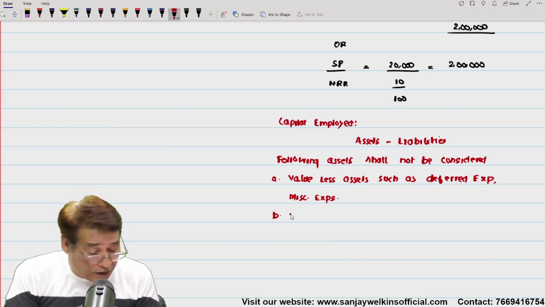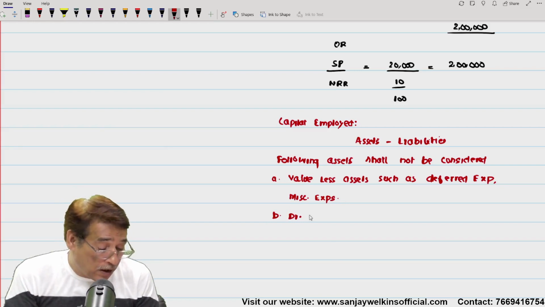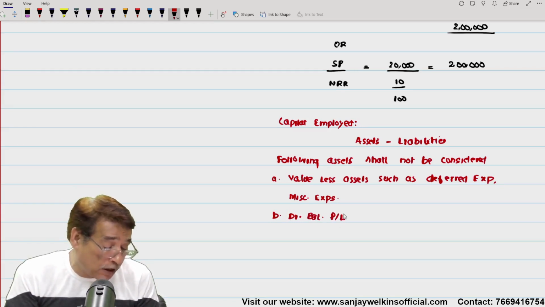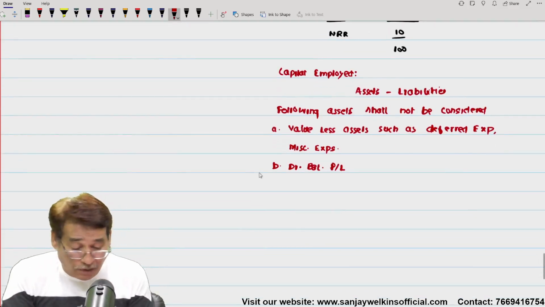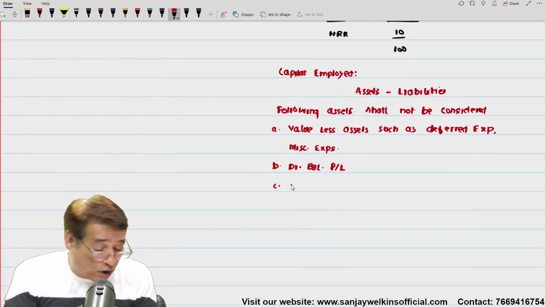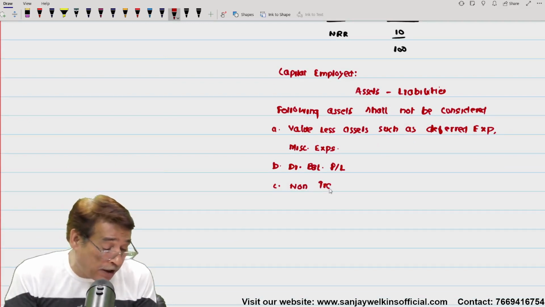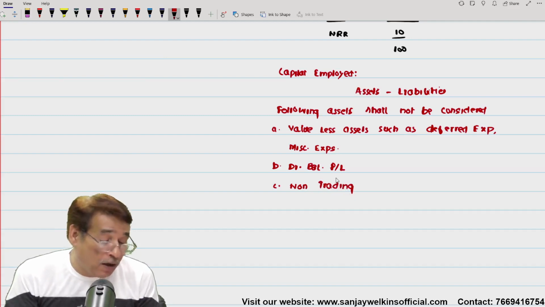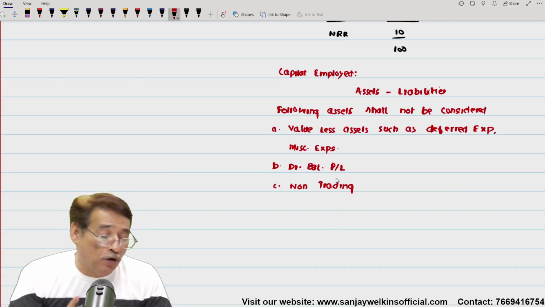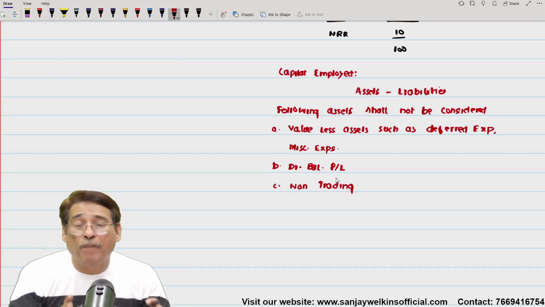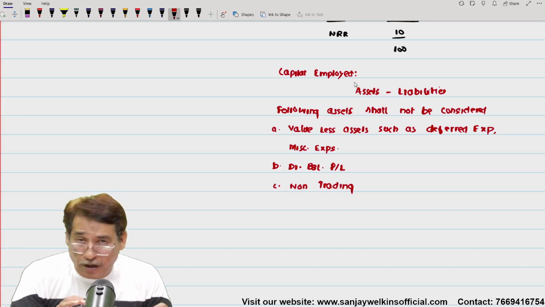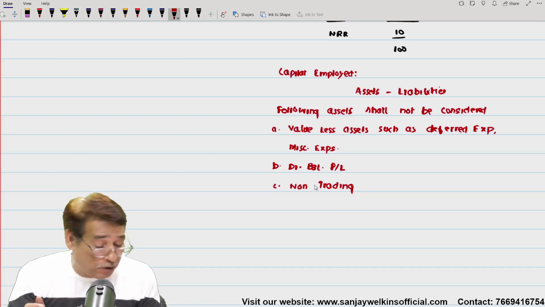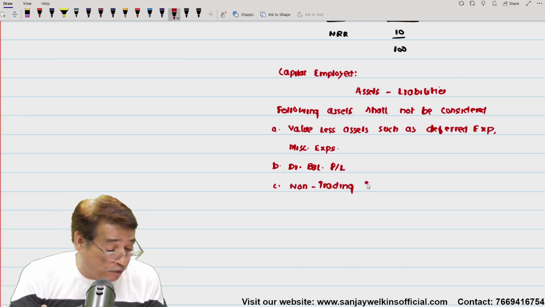B, debit balance of profit and loss account. In case on the asset side you have a debit balance of profit and loss account, you will not consider it. Is it clear to you? Similarly, non-trading investment. You will never ever consider non-trading investment for the purpose of capital employed in connection with goodwill. Because we are valuing goodwill, for the purpose of goodwill we are computing capital employed, and we will not take into account non-trading investments.